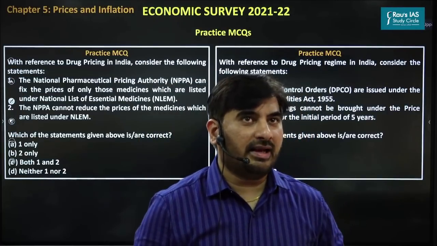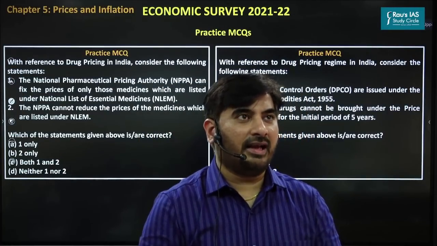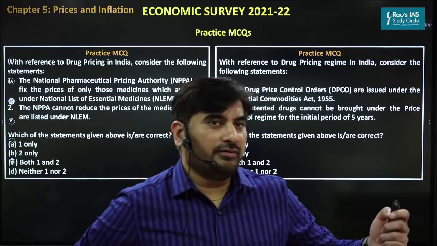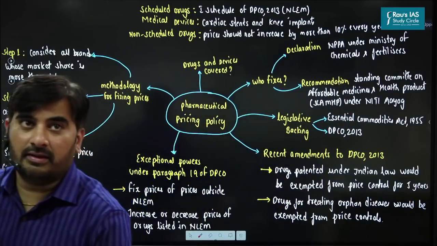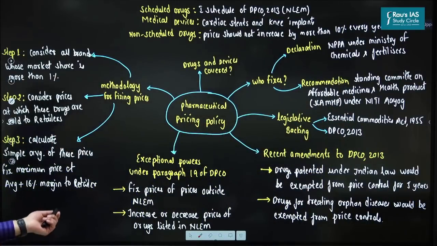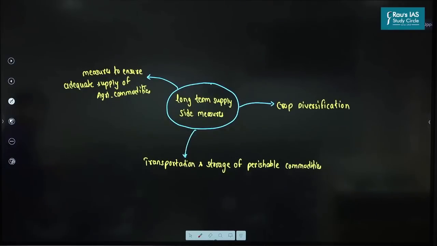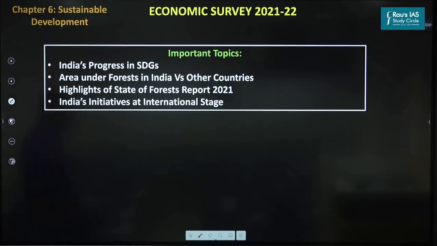There are some other topics like drug pricing in India and so on. All of these aspects, as far as drug pricing is concerned, I have incorporated in the mind map here. I hope you can see this mind map. So here I have discussed how the drug prices are actually controlled. So with this, the chapter of inflation ends.